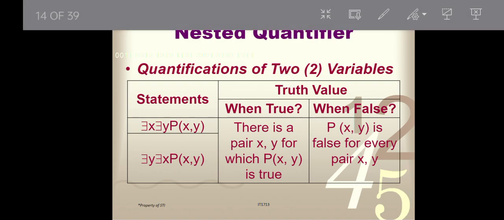Okay, so for example, ayan. Same with sa universal quantification, dito, for all x, there exists y, P(x, y) is equivalent lang siya sa there exists y, there exists x, P(x, y). Kung ano man yung truth value dito, same lang sa truth value para dito. Okay? So, when can we say na itong statement natin is true? So, ayan, malalaman natin, true siya kapag there is a pair x, y for which P(x, y) is true.